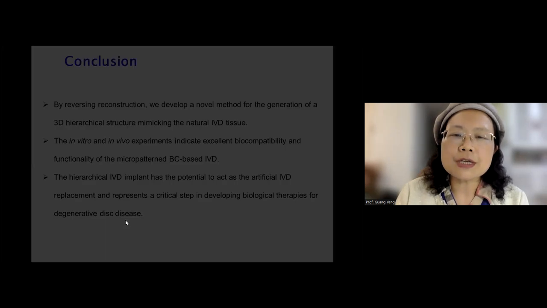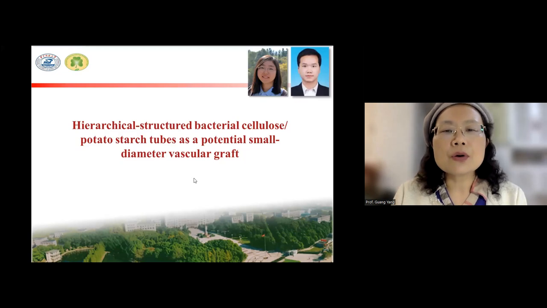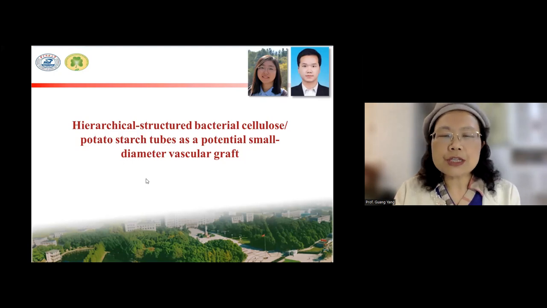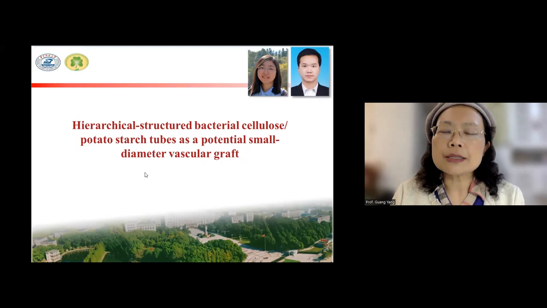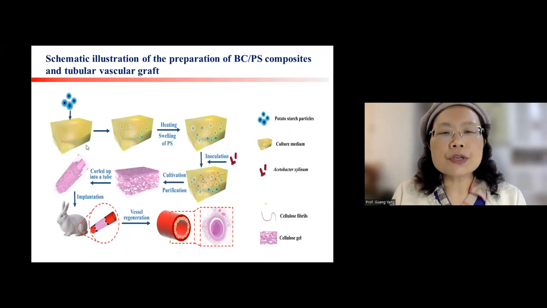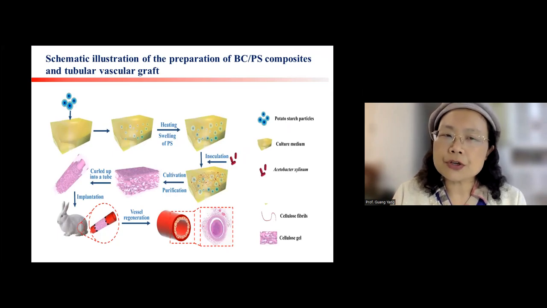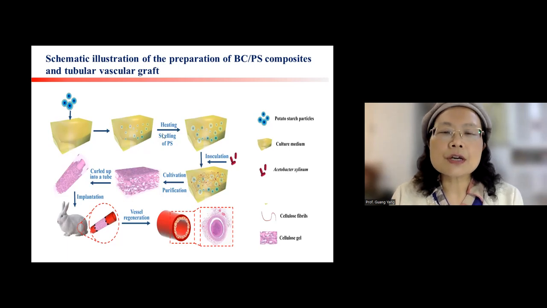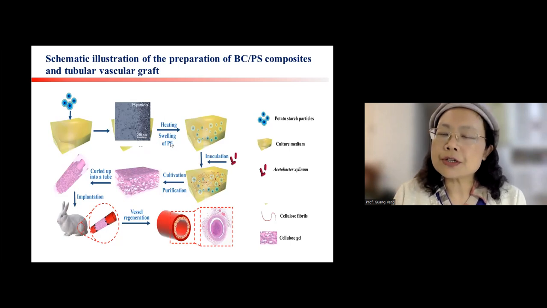So this is the first example. And secondly, we introduced for the blood vessel a hierarchical structure of bacterial cellulose with potato starch tubes as a potential small-diameter vascular graft. In this case, we also incubated the bacterial cellulose, but without any modification, the pore size of the bacterial cellulose is not good. So we try to put in the potato starch, heating it and swelling the potato starch.